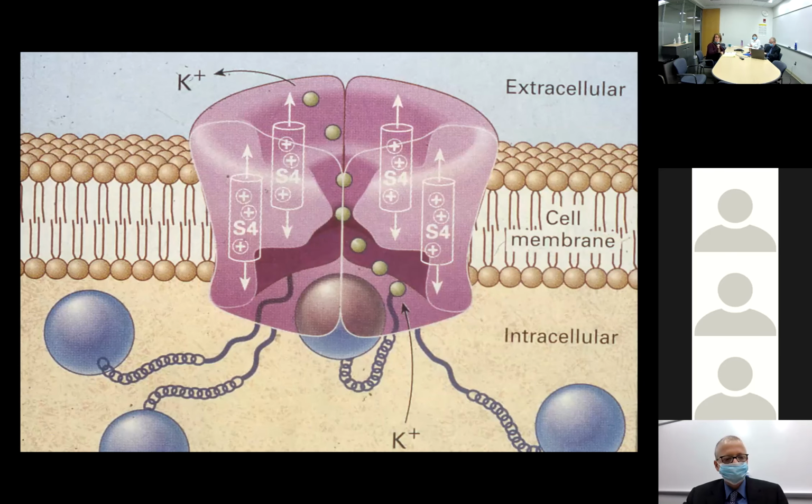And this is a figure, a cartoon of a potassium channel. It's a protein that is in the cell membrane. As you can see, this purple thing is a protein. This is a cell membrane, and these green circles are potassium ions, and this protein is able to transport potassium from the inside to the outside.